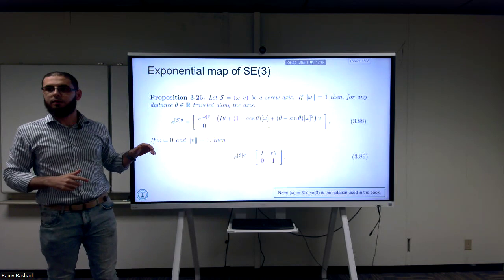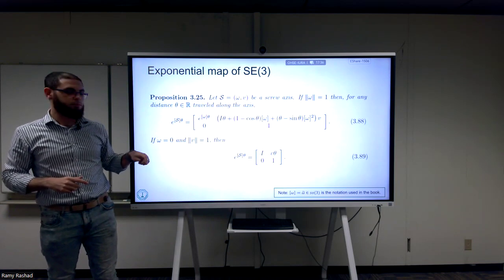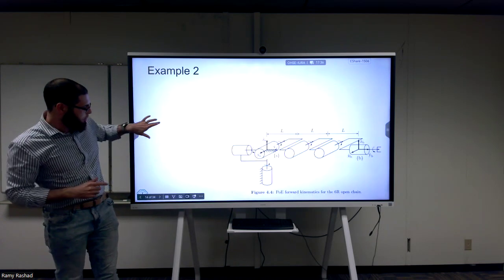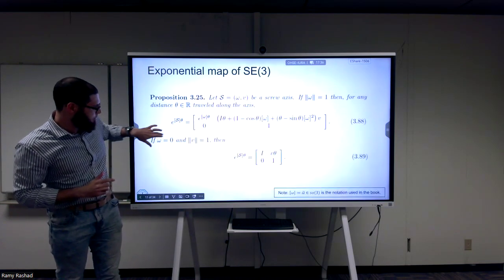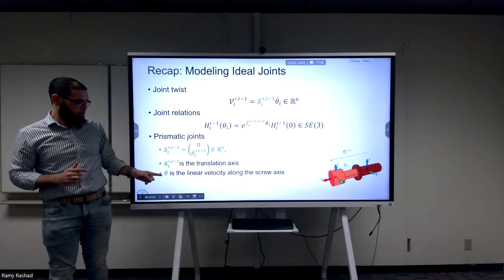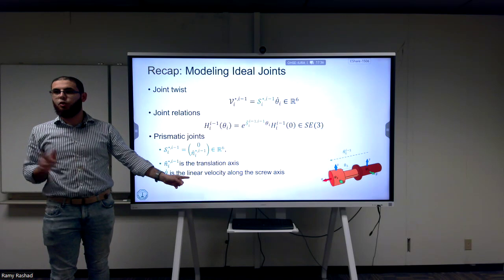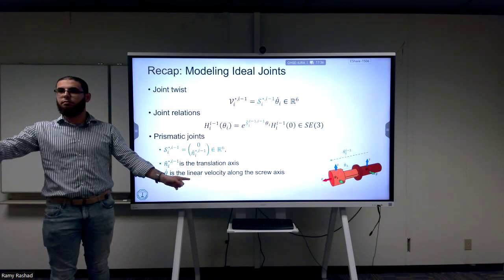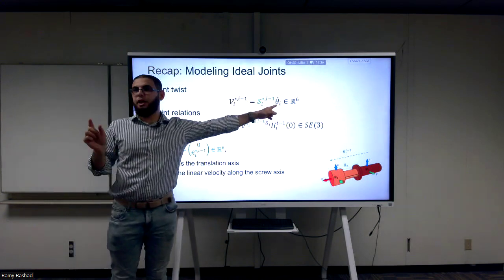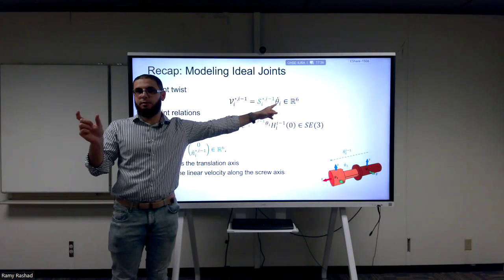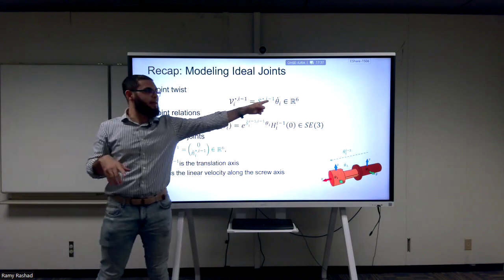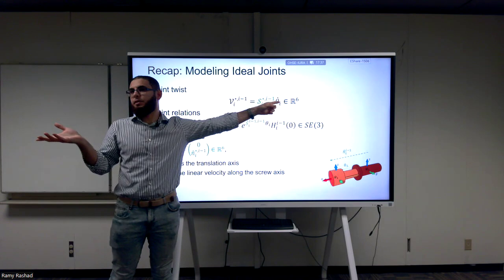For the prismatic joint, theta is not the angle. Let's go back. If you go back to this slide, you see that theta dot is linear velocity, so theta is linear distance. That's why these numbers change. The meaning changes, the axis changes, it looks different, and even theta dot completely means something else.